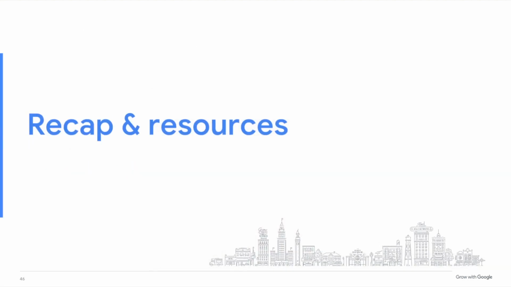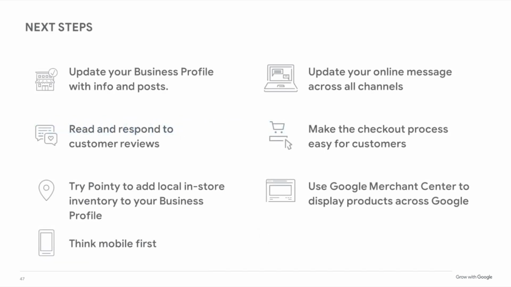Okay, I've covered a lot of information here, right? So I'd like to end with a recap and resources so you can start utilizing what you've learned here today. You did learn how to update your business profile and how to claim it if you don't have one yet, and how you can also read and respond. That's going to really significantly help you stand out amongst other people. Try Pointy to be able to put your information and your products up there, and always think mobile first, because that's where we go first, always.